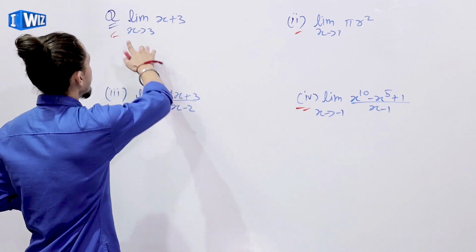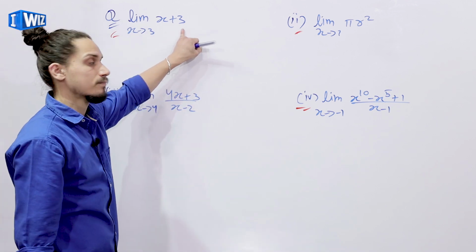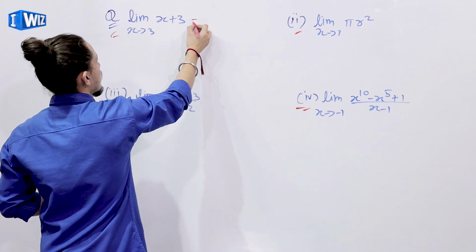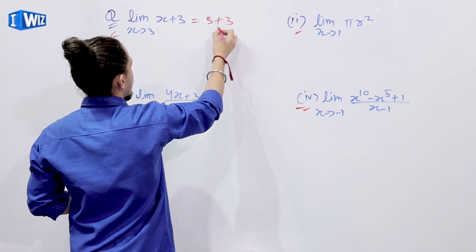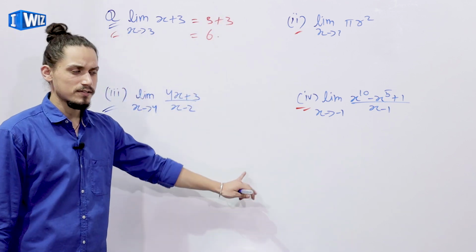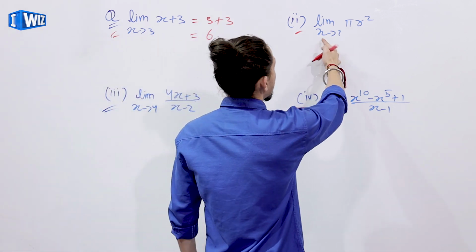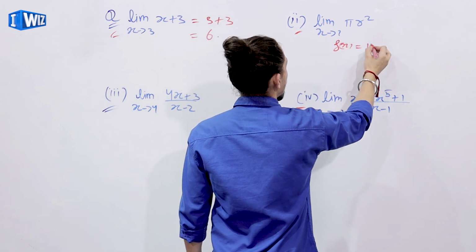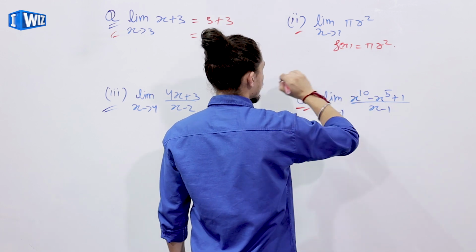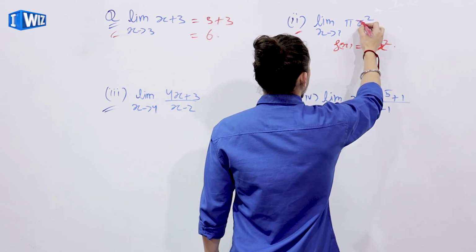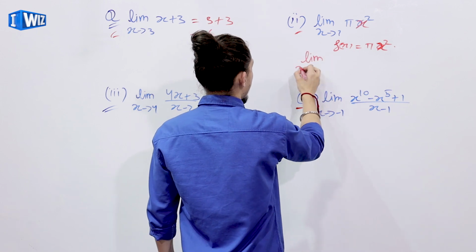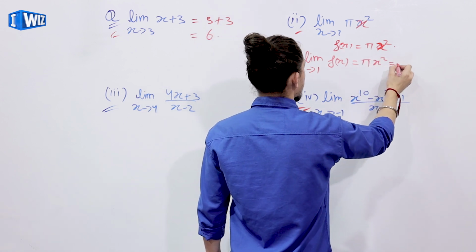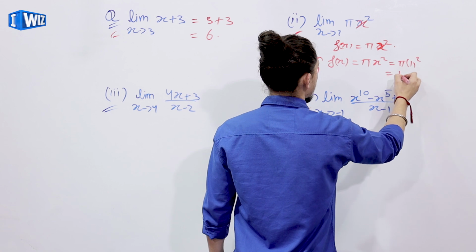First one is we have to find limit x approaches 3, x plus 3. Here f(x) is x plus 3, so limit x approaches 3, x plus 3 gives us 3 plus 3, which is equal to 6. Easy. These are basic questions. Next one is limit x approaches 1, pi x square. So f(x) is equal to pi x square, and the limit is pi times 1 square, which gives us pi.